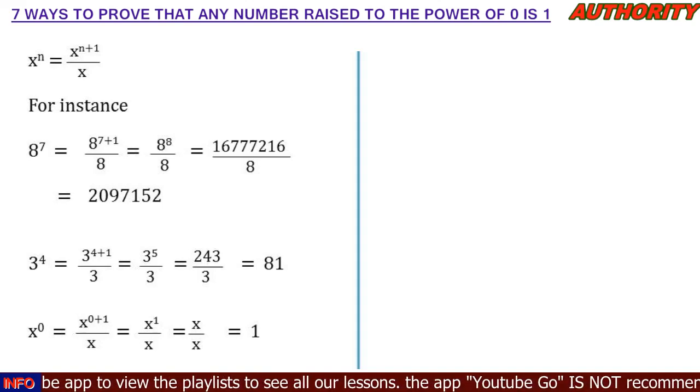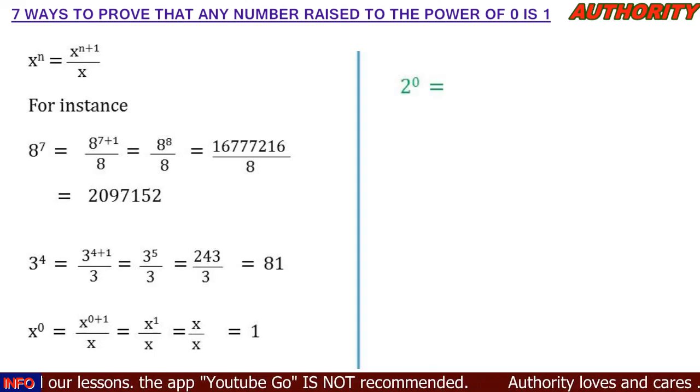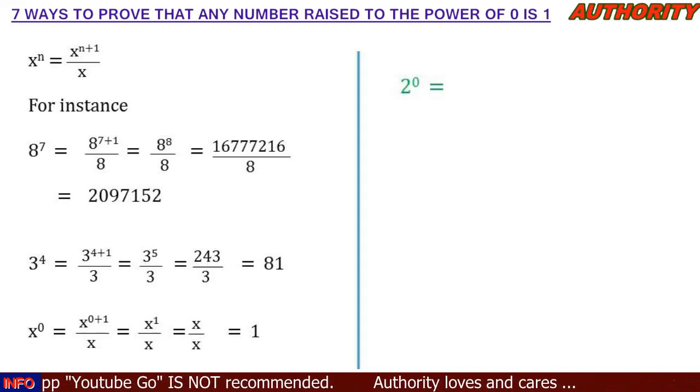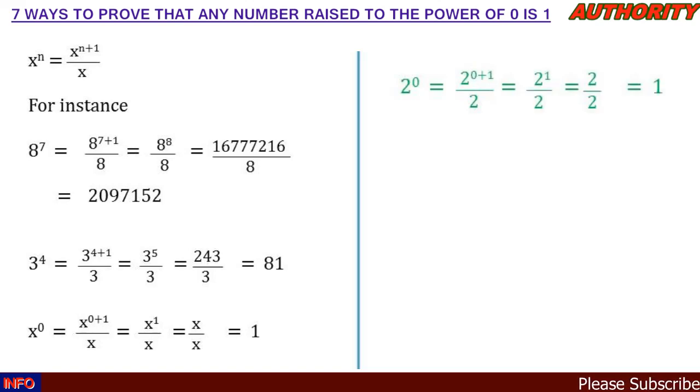Let's use a number. So 2 raised to power 0, what is it? Using our formula, we're going to say that 2 raised to power 0 is equal to 2 raised to power 0 plus 1 all over 2. So in this numerator, 0 plus 1 is equal to what? 1. So that means we're going to have 2 raised to power 1 all over 2. So 2 raised to power 1 is what? 2. 2 divided by 2 is equal to 1. So therefore, any number raised to power 0 is equal to 1. We have used this to establish this fact.